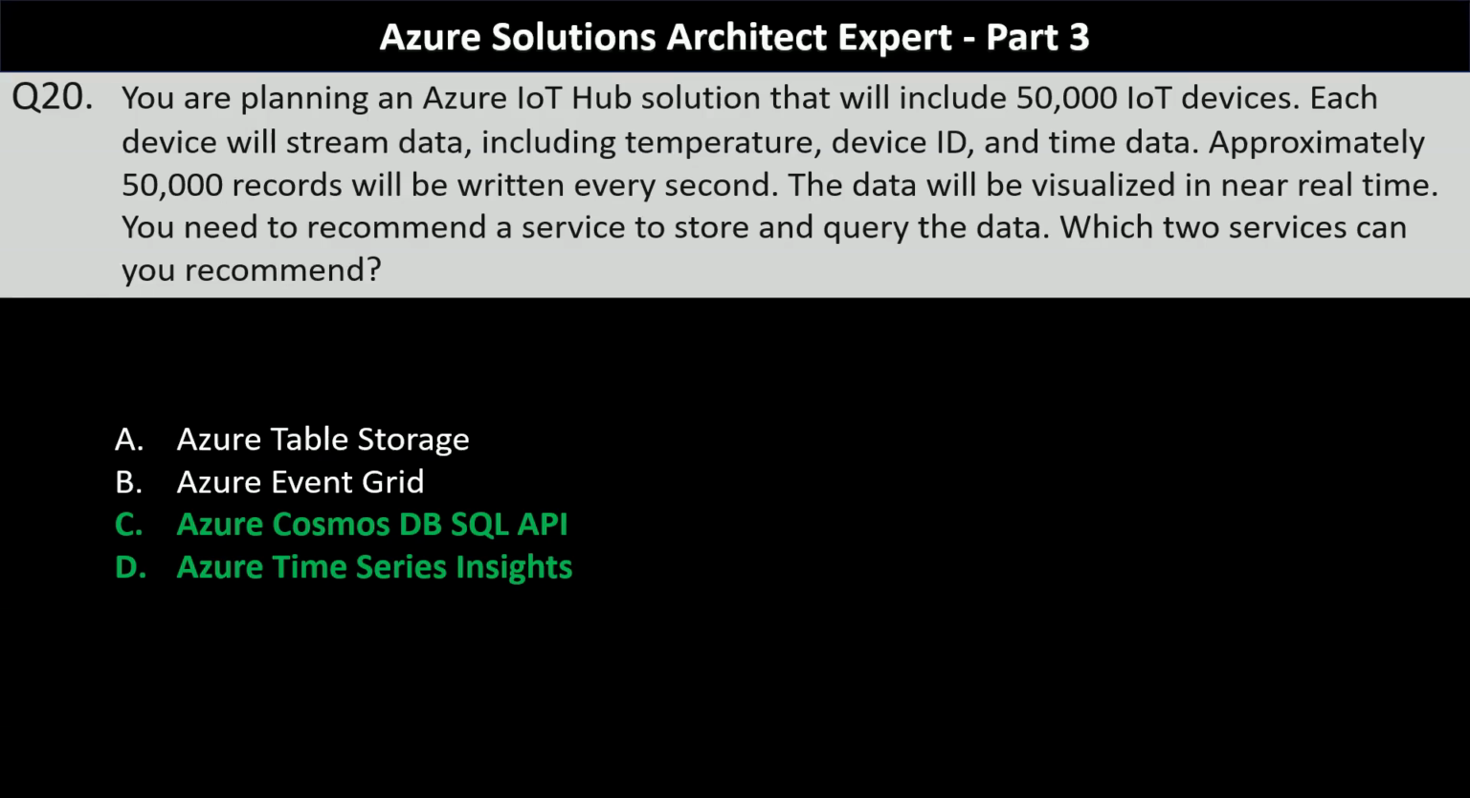Now let's look at why the other options are incorrect, folks. Azure Table Storage, while scalable, is not designed for real-time querying and visualizing of large volumes of IoT data. It is more suitable for simple, low-cost storage of structured data. Then the last option, which is Azure Event Grid, is used for event-driven architectures and routing events, not for storing and querying large data sets.